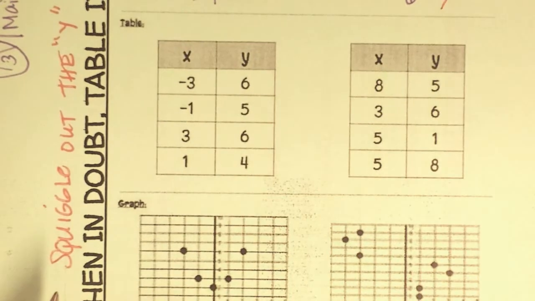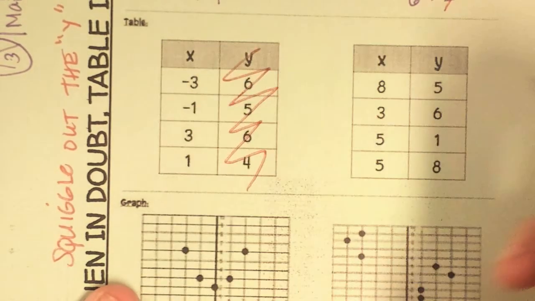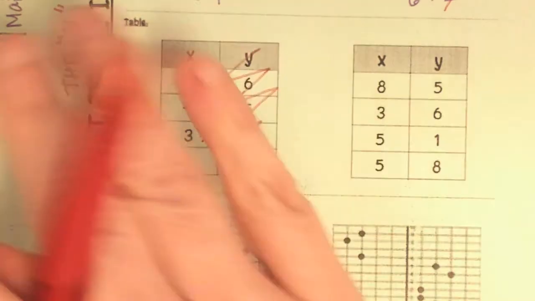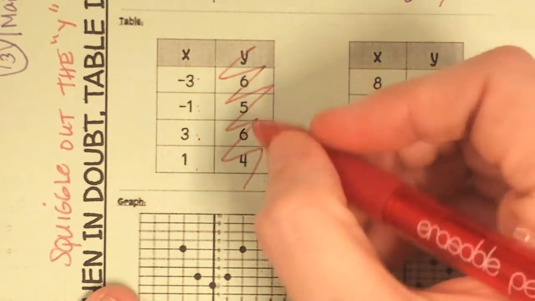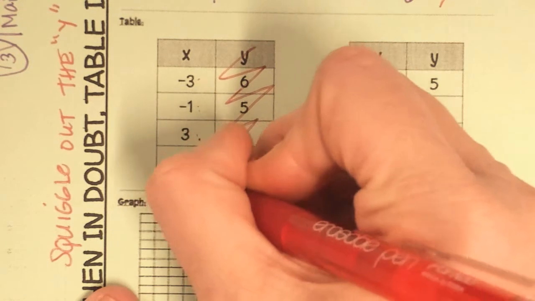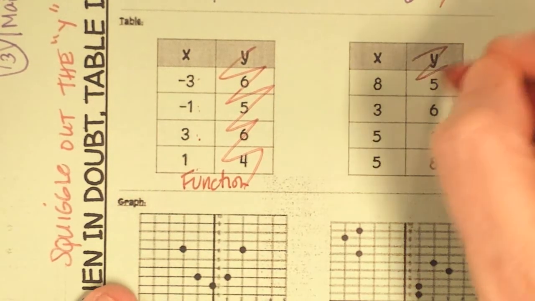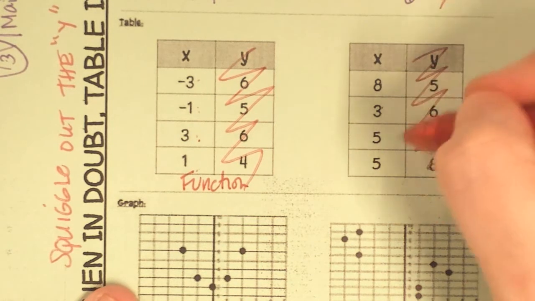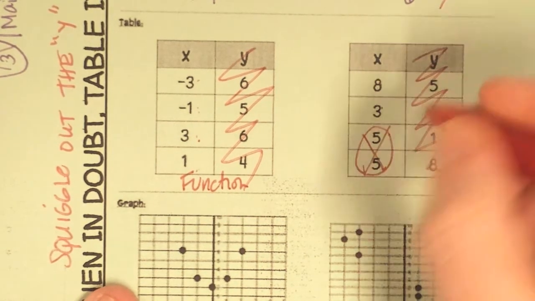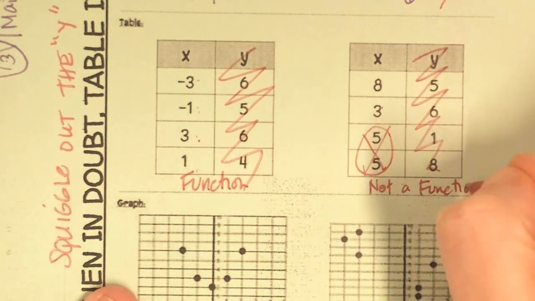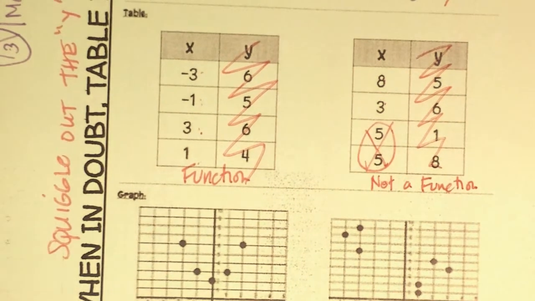We just kind of talked about what to do with a table, but the same thing. Our strategy is we squiggle out the y, and I look for repeated numbers. Once again, I have a -3 and a +3. They're different numbers. -1 and a +1, they're different numbers. This one is a function. Here, I squiggle out the y, and I look. I have an 8, a 3, and I've got 2 5s. Uh-oh, not a function.